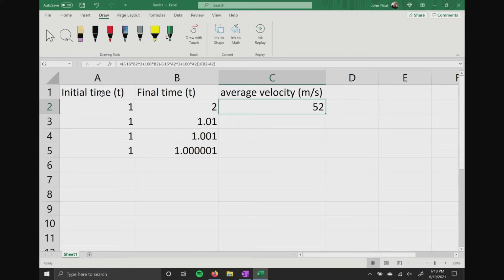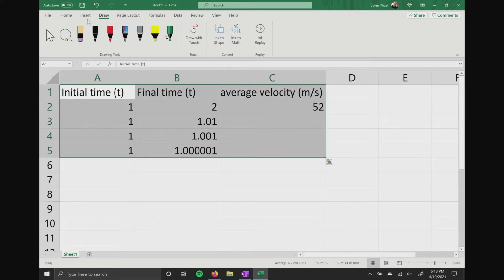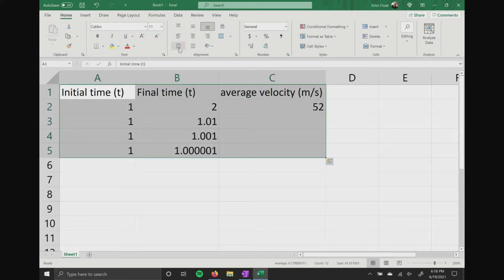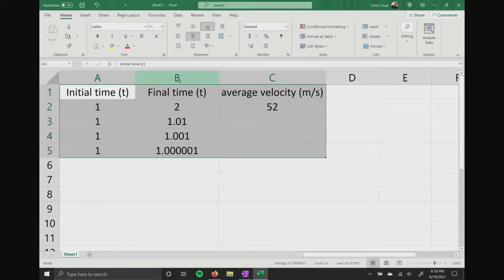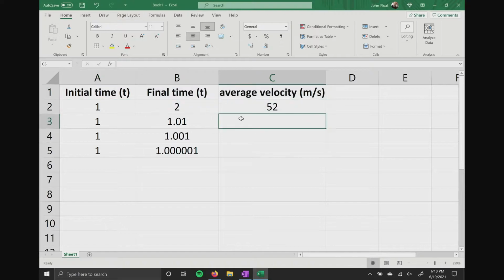I am very weird with Excel. I like everything to look nice and neat. So pardon. I'm just going to center everything and then bold this because that's what I like to do.